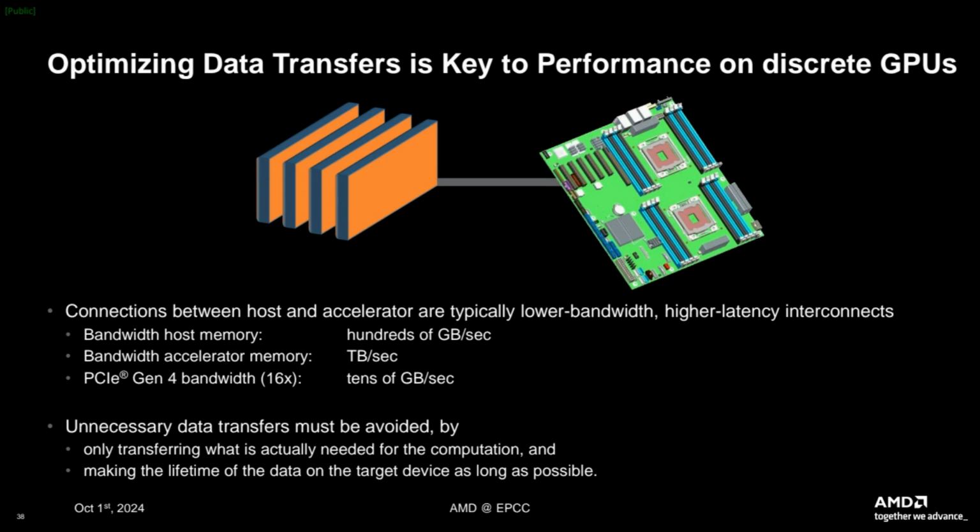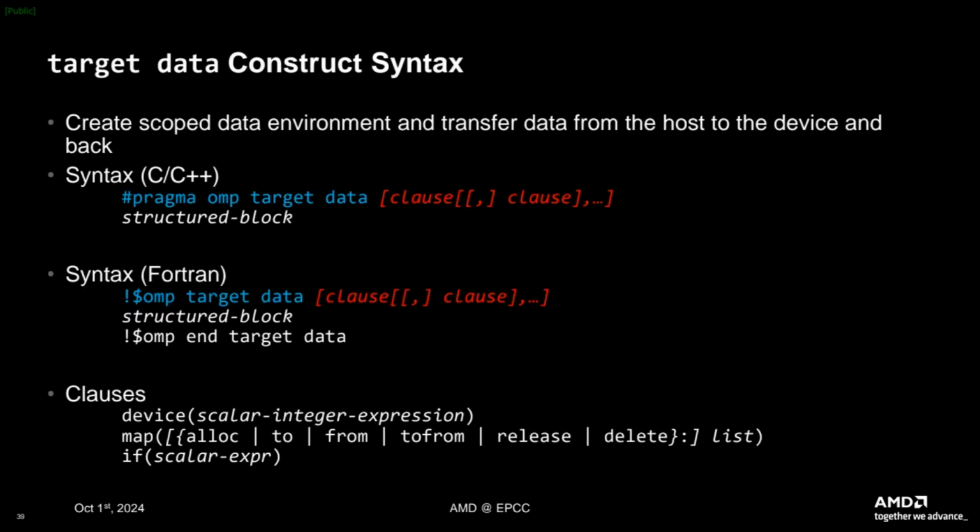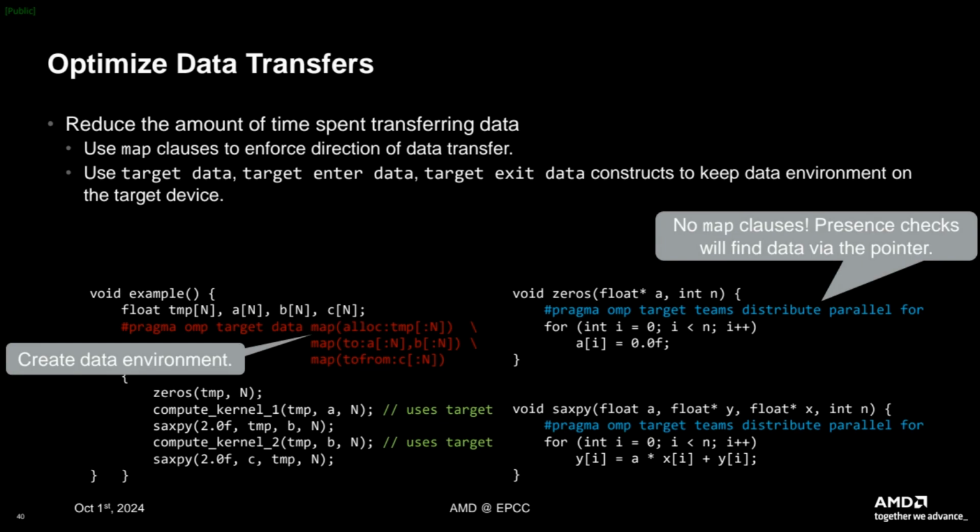So for discrete GPUs, it's important that we use pragma omp target data. This will create a data environment around all of the computation. On the left side, you see that there are different kernels: the zeros kernel, a compute kernel, another compute kernel, and the saxpy kernel called. So we can do a lot of kernel computations on the GPU before even copying back the data. That's great. So we have the data living on the device for a longer time. And inside the kernels, you do not need the map clauses, so that's also convenient for programming.